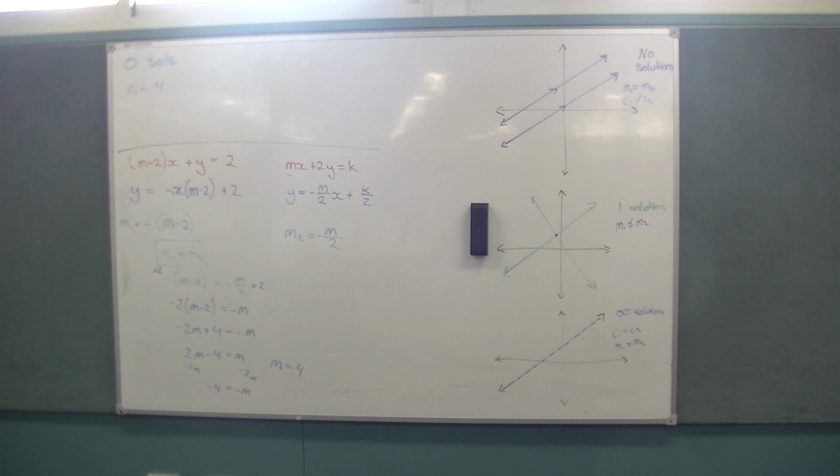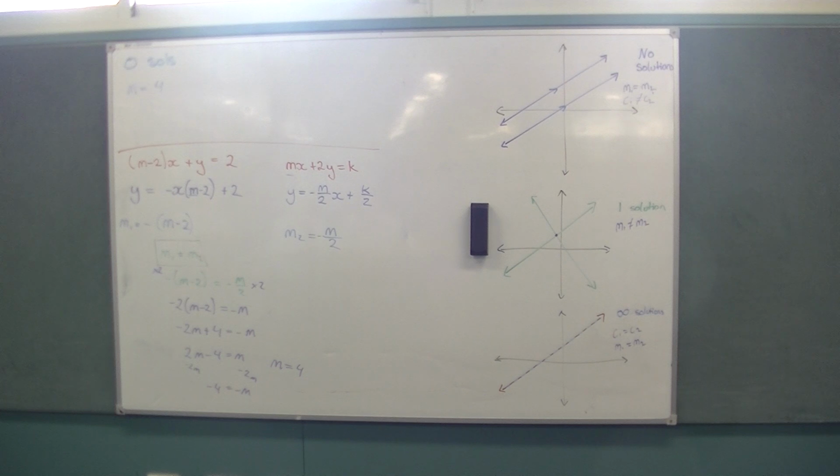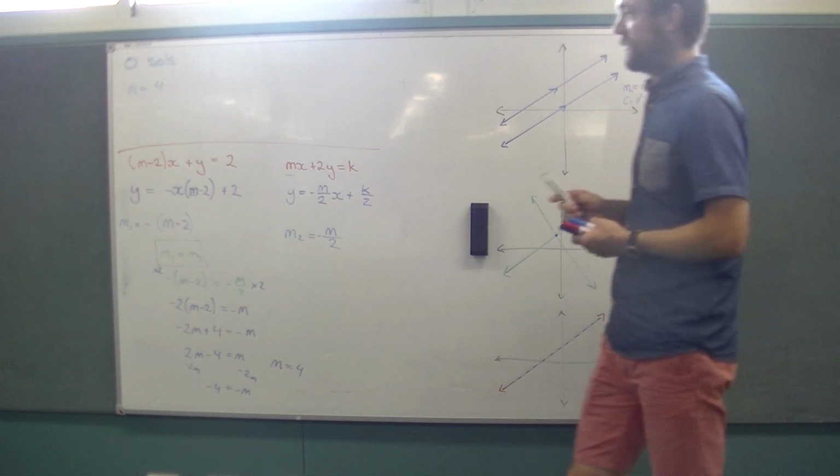Is that the easiest way you would have written down that? Yep. Alright. So you have one solution for every other m. Now, hold on a second. What else do we not know? The y-intercept.